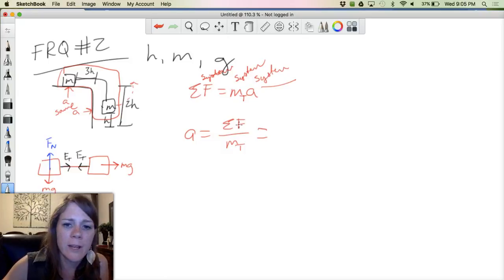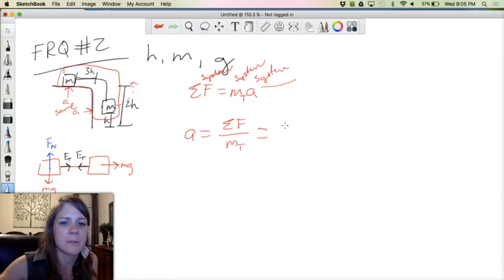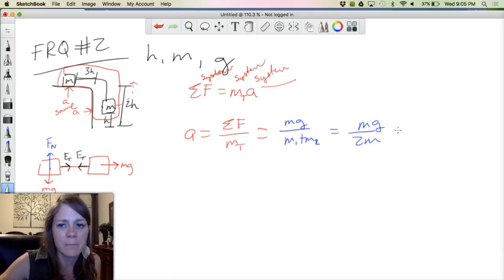Over here, these two forces cancel each other out because they're equal and opposite. Those tension forces are equal and opposite. So the sum of the forces is just mg. And then the sum of the masses is m1 plus m2, but in this case, they're both the same m. So really it's just mg over 2m.